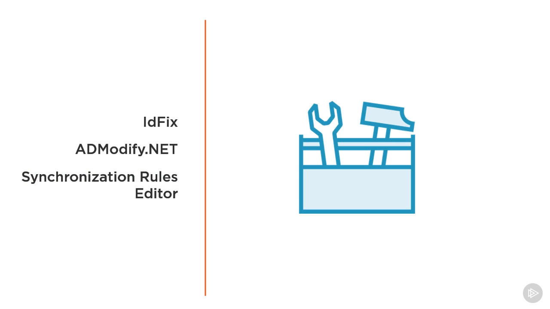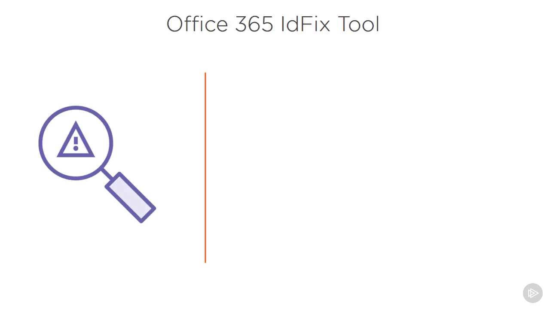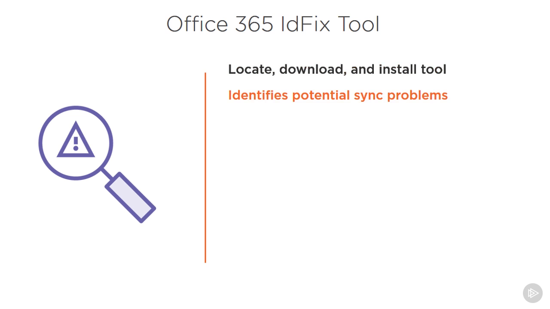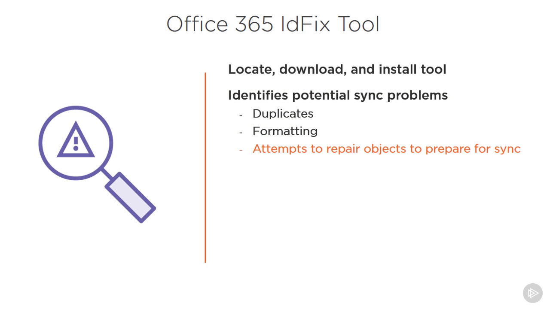A few more items about the IdFix tool, because it's probably one of the most commonly used tools. First off, you have to locate it, download it, and install it. And like I said, Google, Bing it, whatever you want to do, and find it. And make sure you're just grabbing it from a Microsoft website. Because as I mentioned, it identifies potential sync problems, including the duplicates, formatting, and it attempts to repair any objects that may cause the synchronization to fail.